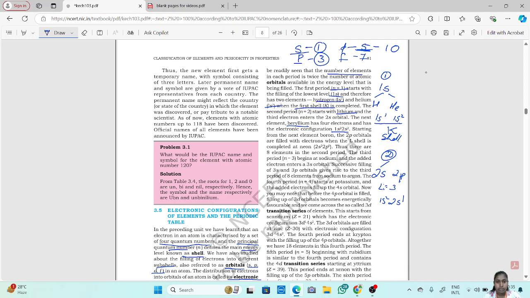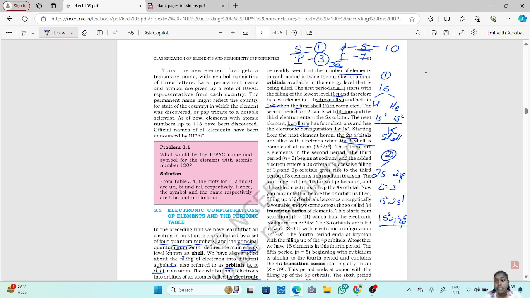After 2s is completely filled, the next orbitals added are the 2p orbitals, which are filled with electrons. Once your 2p is filled, your electronic configuration turns into 1s2, 2s2 and 2p6. 6 means p has 3 orbitals, 3 multiplied by 2, you get 6 electrons filled in the p orbitals. So 1s2, 2s2, 2p6. This completes the L shell. Thus there are 8 elements in the second period.